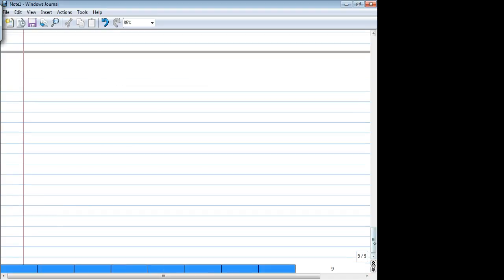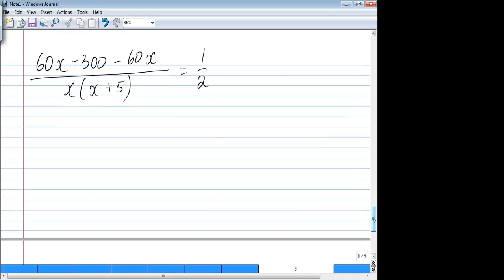So fraction equals to fraction. What do we need to do? Cross multiply. We'll draw the arrow in pencil. And we realize that 60x minus 60x gives us nothing, right? So let's just cancel this away. 60x minus 60x, I'm left with 300 over x squared plus 5x equals to half.